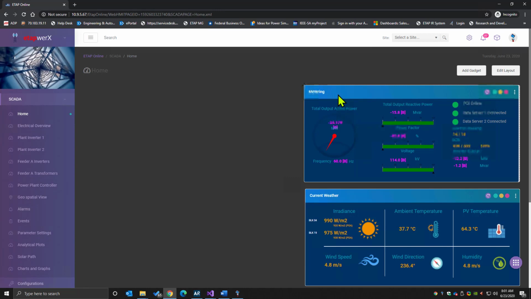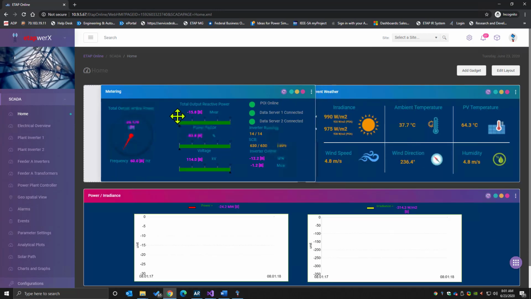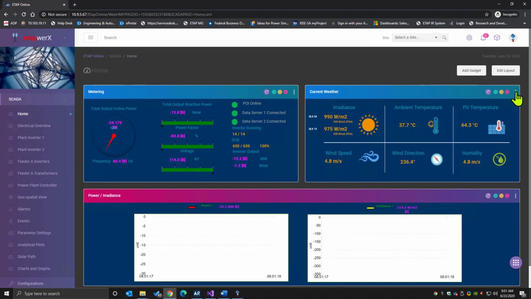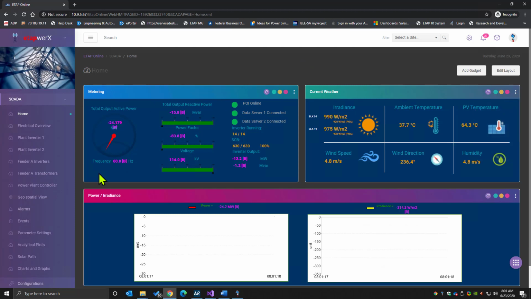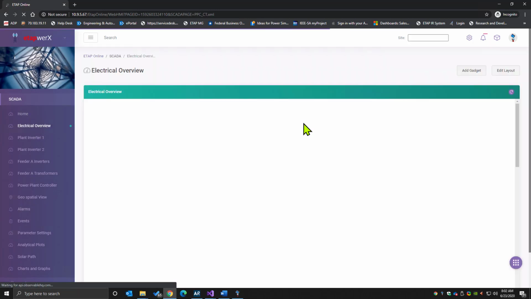The main dashboard can include various panels that you can rearrange in any combination. So in this case, we want to have our metering and weather together. You can also even adjust the panel style and the color settings the way you would choose to do so. You can also add a new gadget or edit this particular layout. So here we are essentially looking at our metering at the plant level, along with our interconnection data, as well as our SCADA server status and the overall status of all our inverters in the system, along with the site conditions and any electrical data that may be relevant to the overall system.